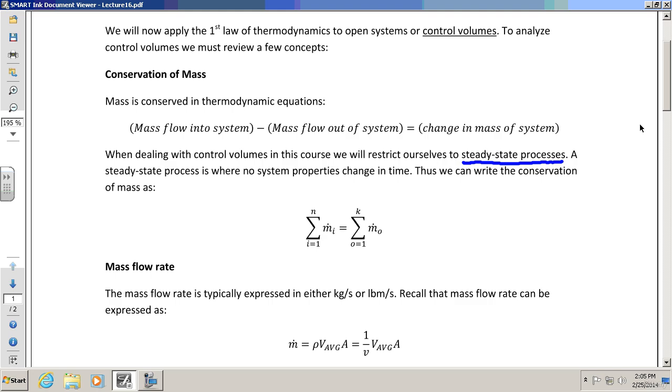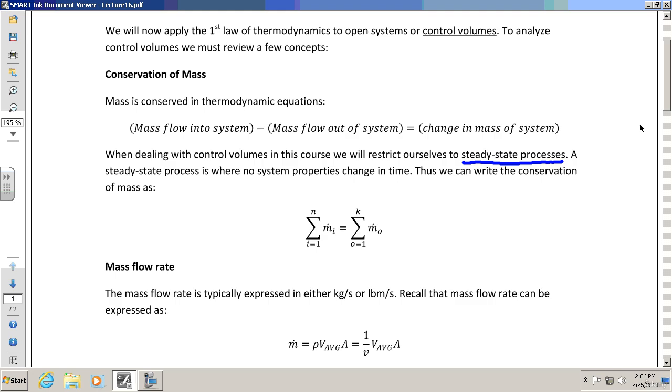Most systems, if you think about them, operate in a steady state. When you're driving your car, most of the time, once you get it warmed up, your engine operates in a steady state. Your heating and air conditioning system in your house, once it gets going, operates in a steady state. Power plants operate in steady state. Most thermodynamic systems spend most of their time operating in steady state. That's what really matters.